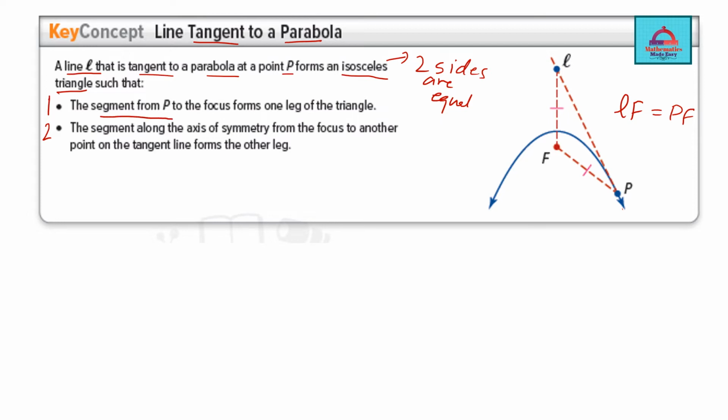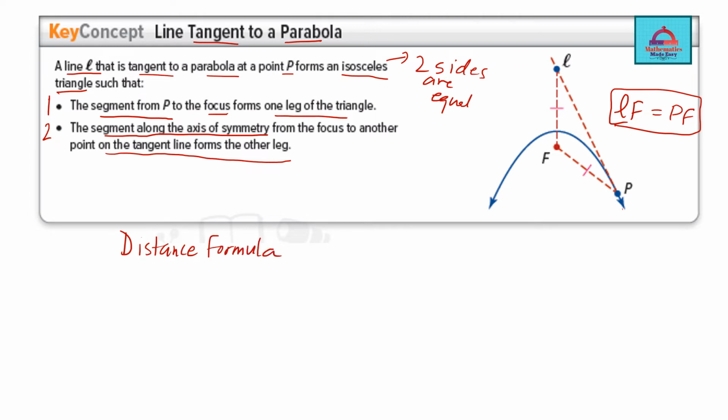So the segment from the point P to the focus forms one leg of the triangle. That's one condition. And the other leg is formed along the axis of symmetry from the focus to the other point of the tangent. So one leg is formed from the focus to the point P, another leg from the focus to the point L on the tangent. So if this condition is true and you get this isosceles triangle with two sides equal, then you will know that it is a tangent. So this condition LF equal to PF, we are going to use in the question shortly, and we will use the concept of the distance formula.